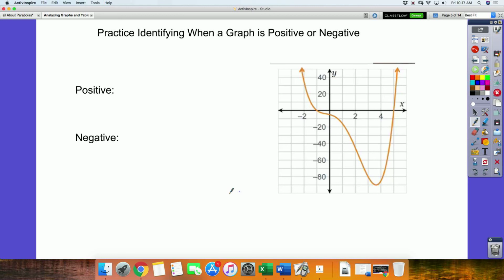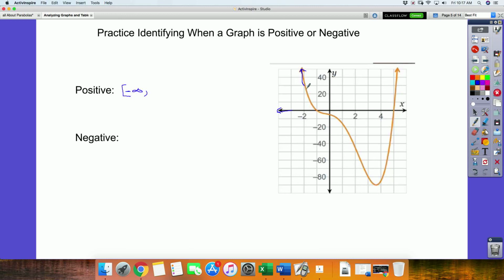So let's take a look at this one. We want positives and negatives again. So we're going to start over here on the left. We always go from left to right. And I see I have an arrow. So arrows automatically mean infinity. And in this case, it's a negative infinity because it's going to get smaller and smaller and smaller.